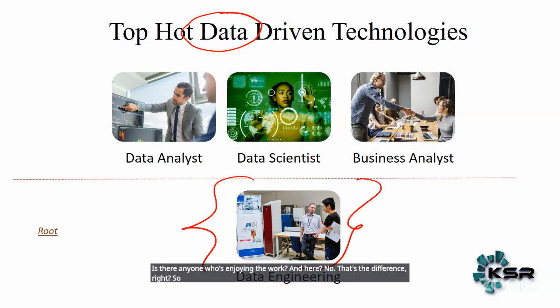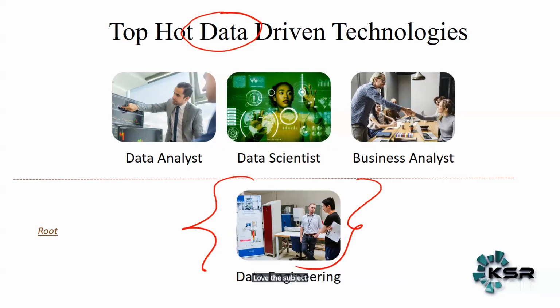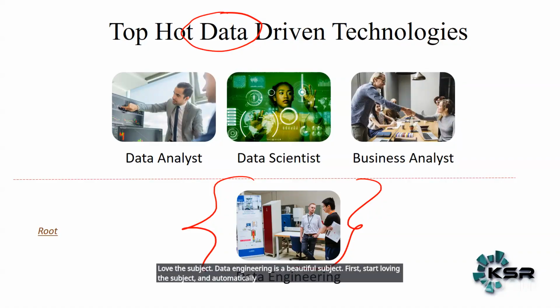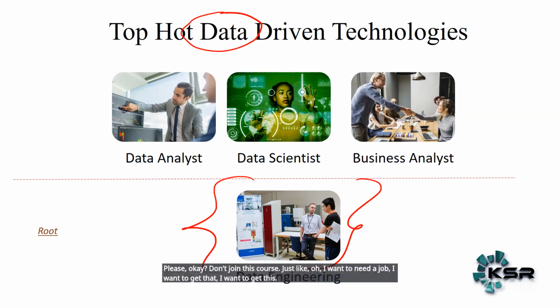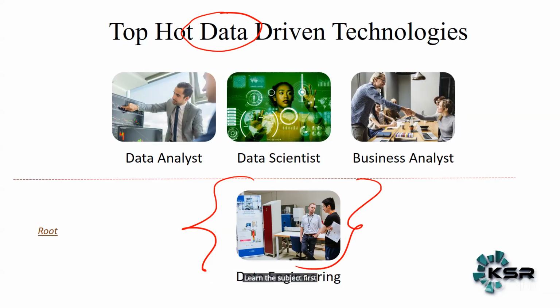So the first thing you need to know is to love the subject. Data engineering is a beautiful subject. First, start loving the subject, and automatically things will fall into place. Don't join this course just thinking, oh, I need a job, I want to get this, I want to get that. Learn the subject first, understand what this root is, and then slowly think about all your job opportunities, high package, career change, everything.